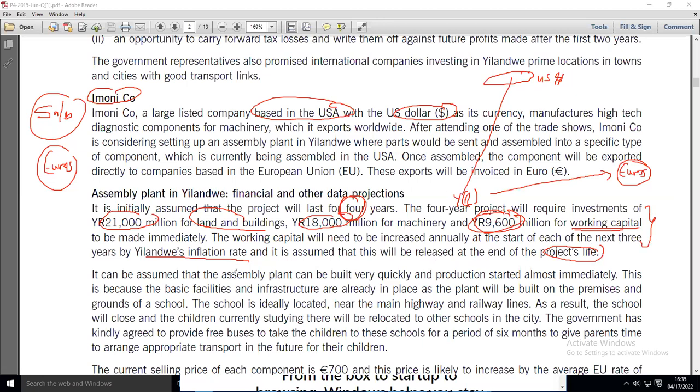It can be assumed that the assembly plant can be built very quickly and production started almost immediately. This is because the basic facilities and infrastructure are already in place, as the plant will be built on the premises and grounds of the school. The school is ideally located near the main highway and rail line. As a result, the school will close and the children currently studying there will be relocated to other schools in the city. The government has kindly agreed to provide free buses to take the children to these schools for a period of 6 months to give parents time to arrange appropriate transport in the future for their children.